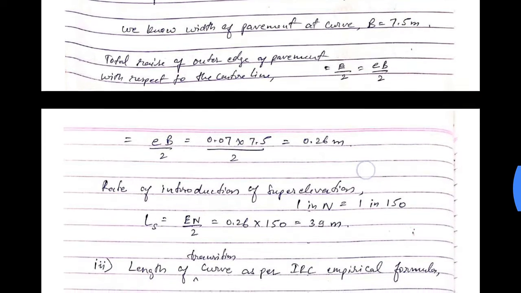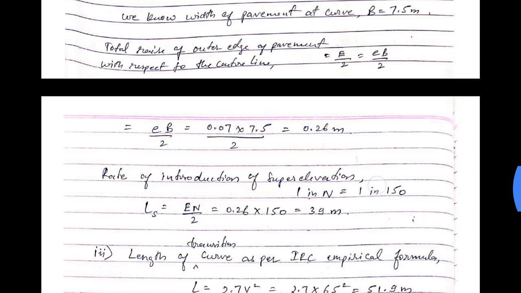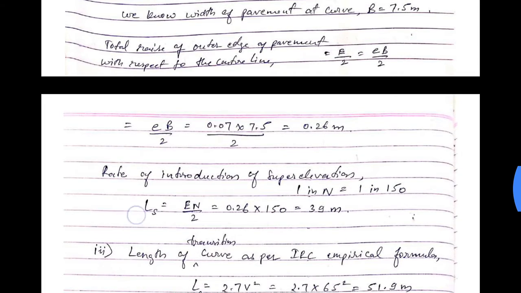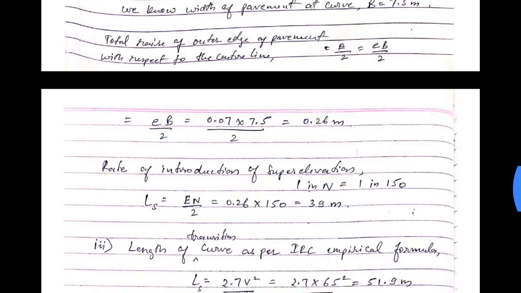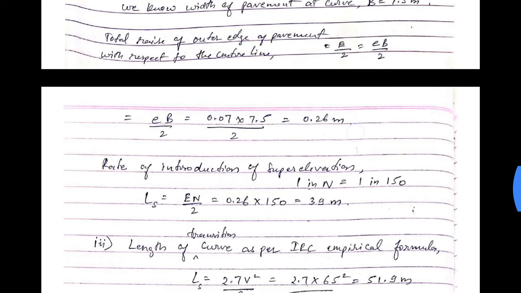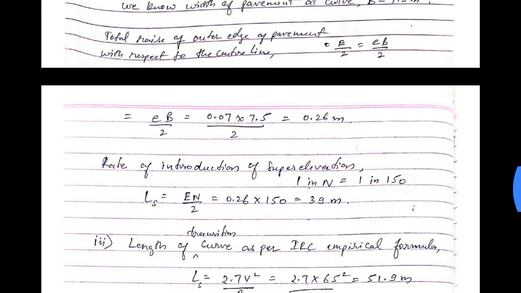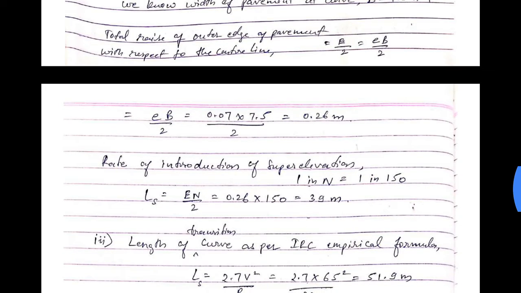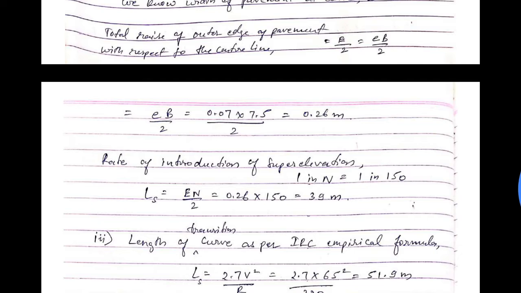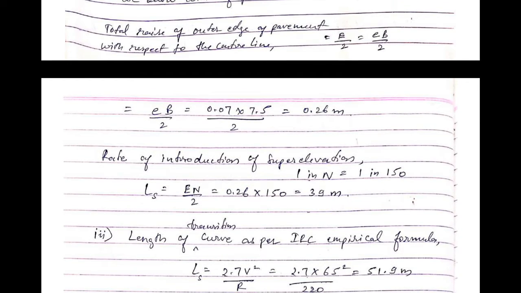Now the rate of introduction of super elevation. The formula for the transition curve is capital E into N divided by 2. Capital E is 0.26. N is given in the question as 1 in N, so this is 1 in 150, so 150. We get the value 39 meters.